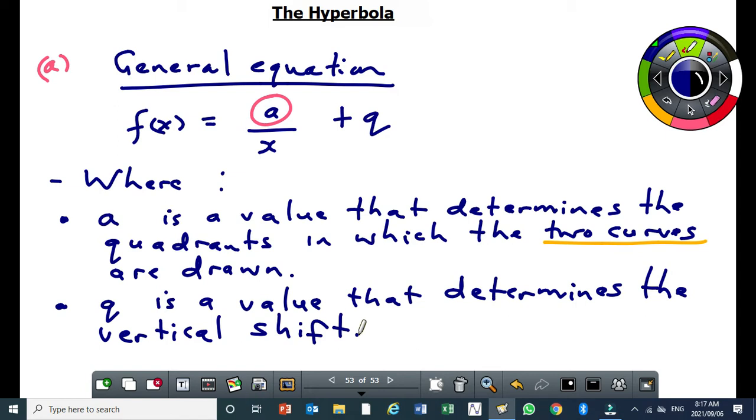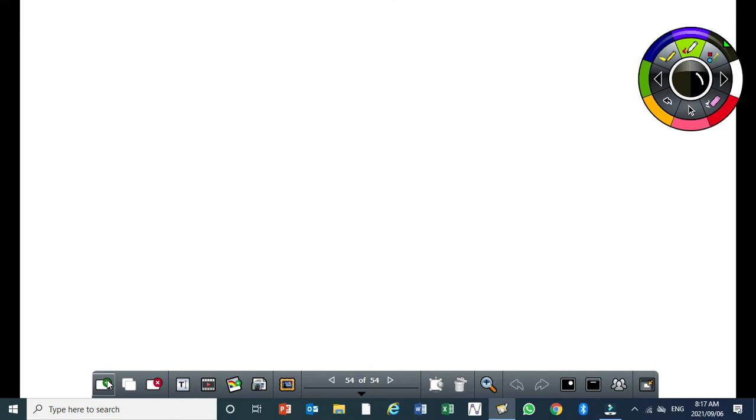All right, then the next, just add here on top, just find somewhere you can squeeze this, just put properties. Yeah, just add that at the top. So we'll start with the general equation, then we'll move on to the shape. So B, we'll talk about the shape. Now, the shape is determined by the value of a.